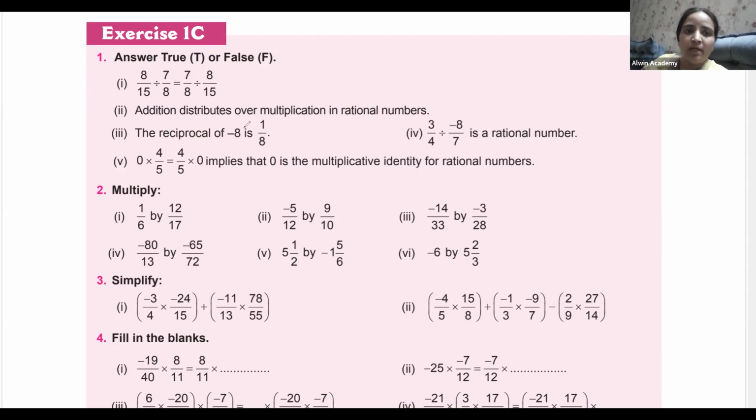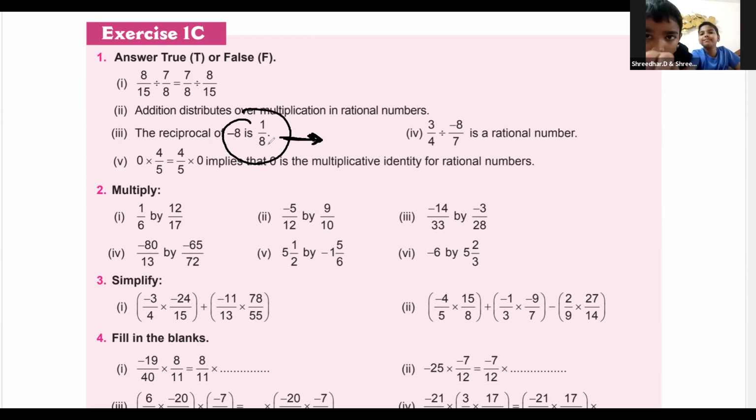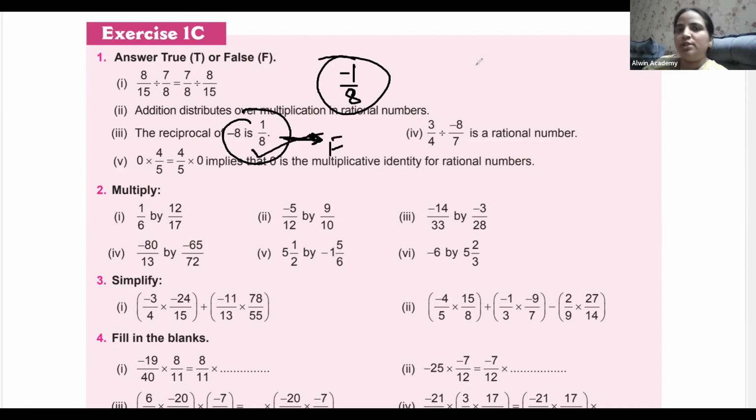Sorry. So what is this? Is this a false statement or a true statement? Who will tell me? Shrikant and Shridhar would tell me. Is this a true statement or false one? Ma'am, it is a false statement, ma'am. Yes. Why? Because the answer is negative 1 by 8 and there is no negative mark. Exactly. Very good. So this is again a false statement.